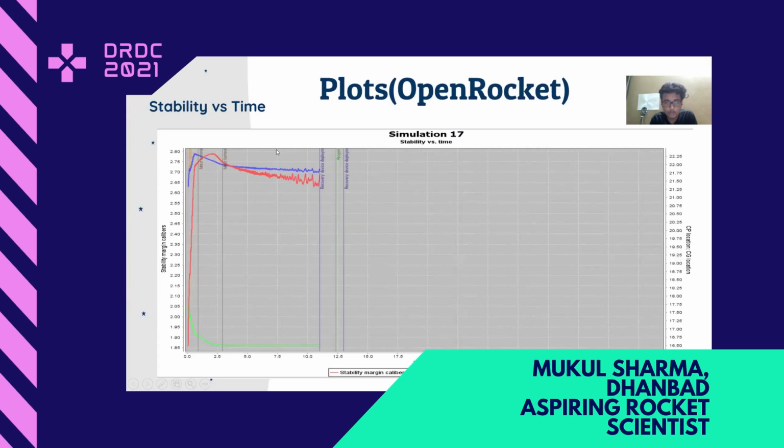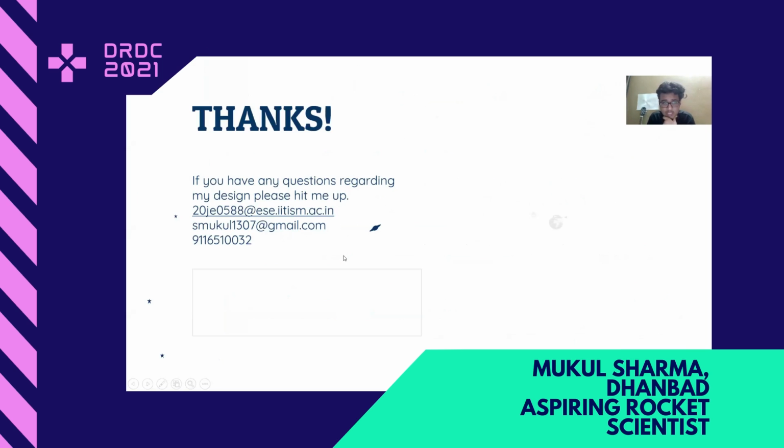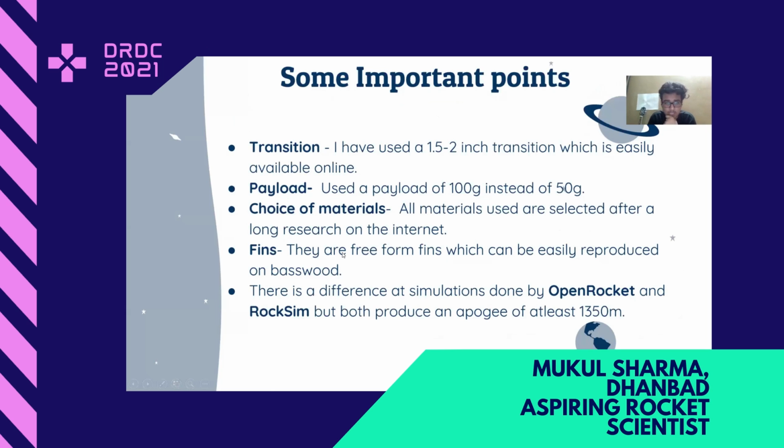These are the plots given by OpenRocket, which you already saw. Some important points. Transition: I used a 1.5 to 2 inch transition, which is easily available online. Payload: I used a payload of 100 grams instead of 50 grams. I chose all the materials after thorough research on the internet. Fins: these are free-form fins which can be easily reproduced on Westwood.